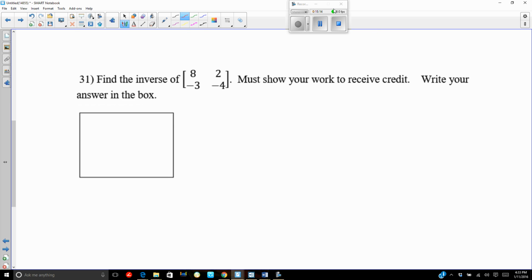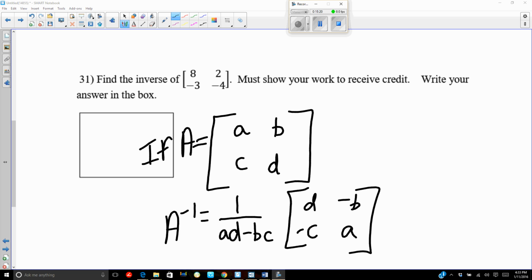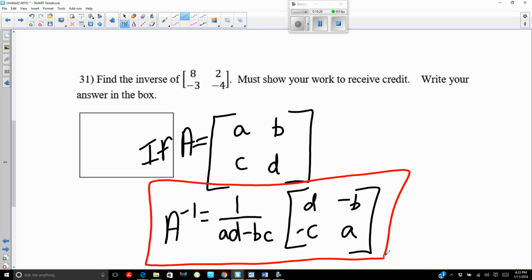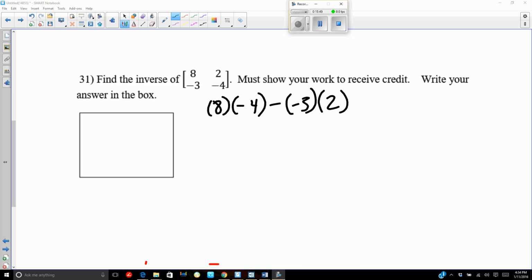All right, so the final matrix problem I want to do is find the inverse of this matrix. I'm going to erase this in a second. So this is the formula on how to find the inverse. So 1 over the determinant. So copy that down. I'm going to erase here in about 10 seconds. So if you need to, pause it to copy that down. So that's how we'll start: find the determinant.